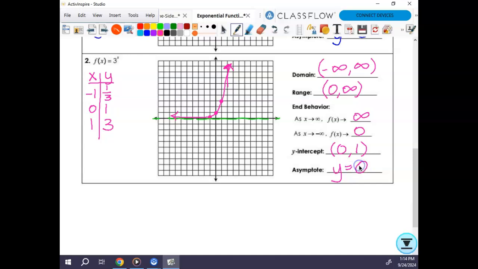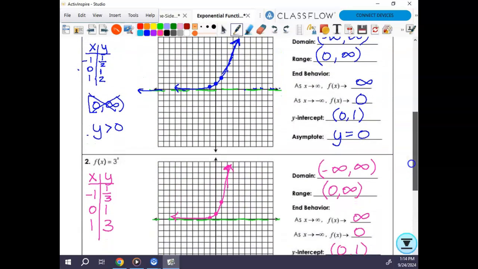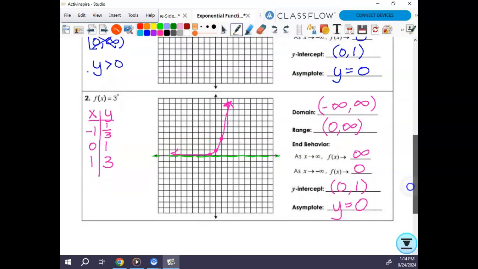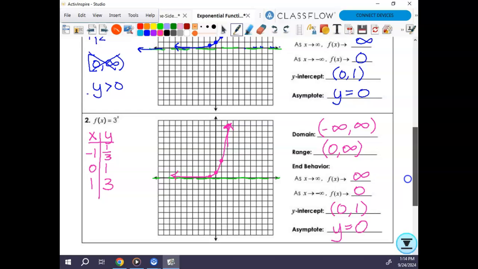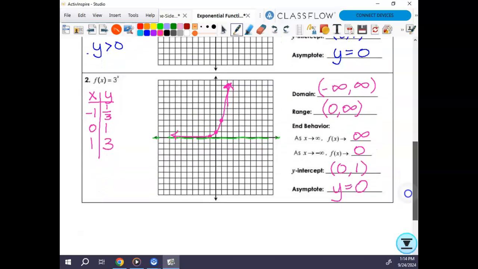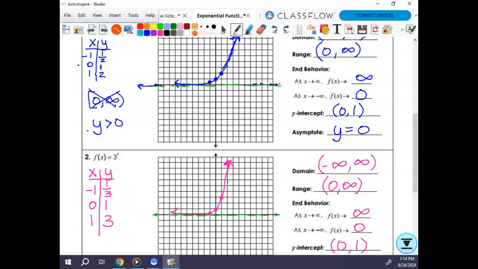My asymptote is at y equals what? 0. Now look at what we did for these. These had different bases, right? One was 2, one was 3. Everything we just filled out in that chart, is any of it different? No. Without the transformations, nothing's different. The only thing that's different about the graphs is that this is at 1, 3, where these 2 points are different. Obviously, the other points are different. But as far as this important stuff, the same.